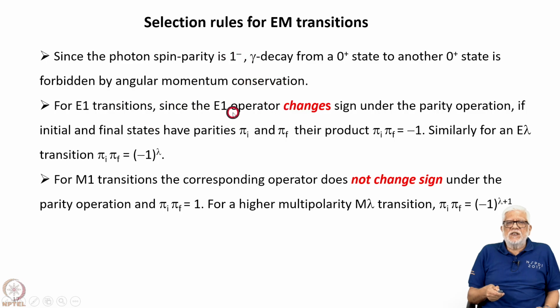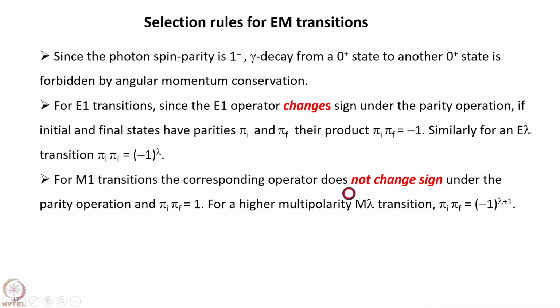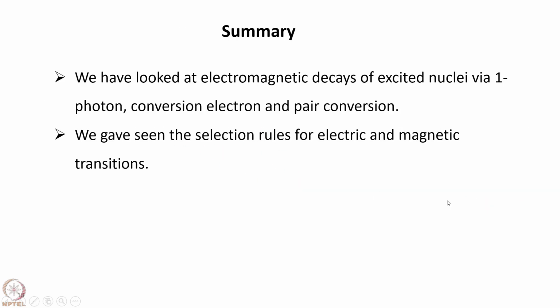For E1 transition, since the E1 operator changes sign under the parity operation, the product of the initial and final parity has to be minus 1. Similarly, for an E lambda transition, there has to be (-1) to the power of lambda. So, for instance, for an E2 transition, (-1) to the power of 2 is just plus 1. So, it has to be either from negative parity to negative parity or positive parity to positive parity. For M1 transitions, the corresponding operator does not change sign under the parity operation, so this product is just 1. For higher multipolarity, of course, it is (-1) to the power of lambda plus 1.